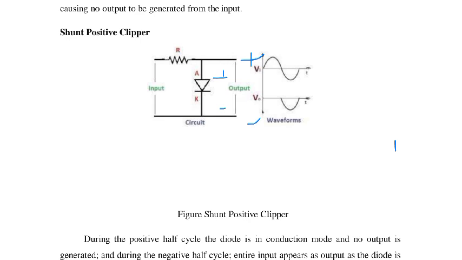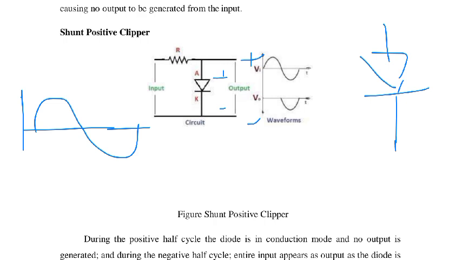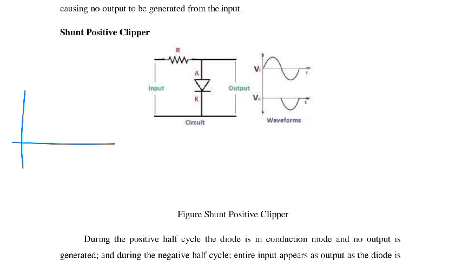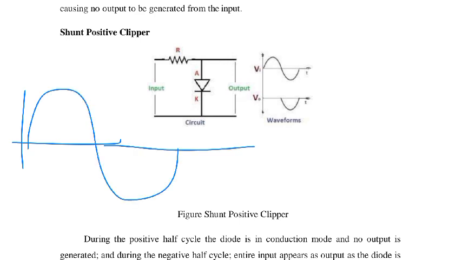Let us see how this circuit works. During the positive half cycle of the input, this diode becomes on. The circuit behaves like this, so the overall circuit diagram looks like this. The diode is on.